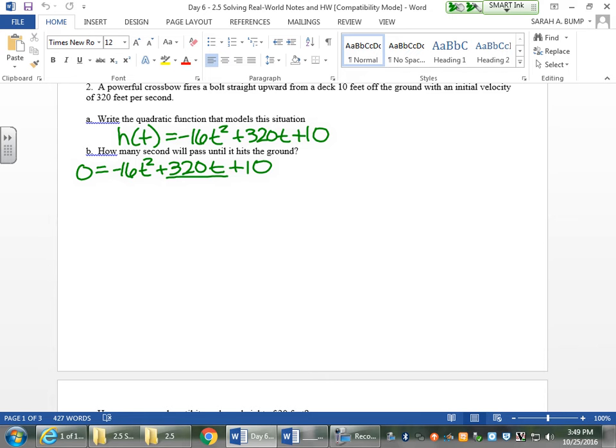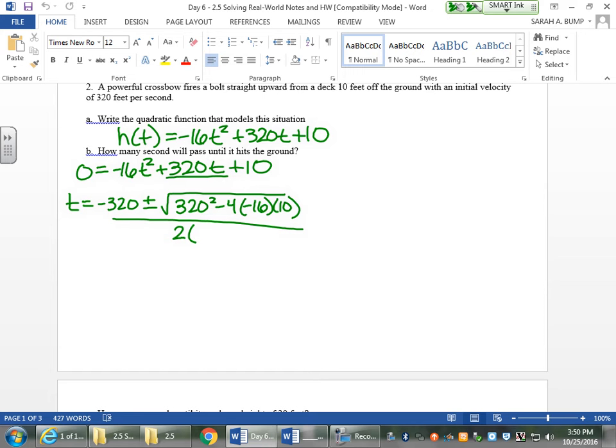That's our third way of solving when there's a b term present, and it's already set equal to 0. Instead of x equals, it's going to be t equals, so identify the variable we're finding. So x equals negative b plus or minus square root b squared minus 4ac all over 2a.